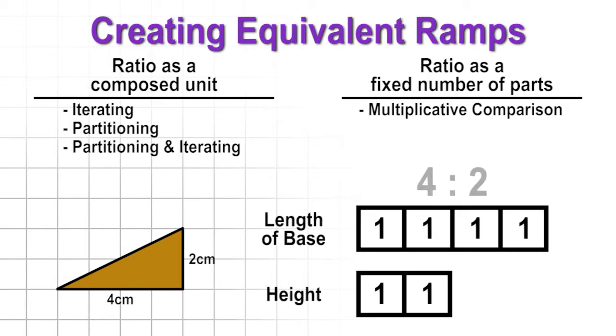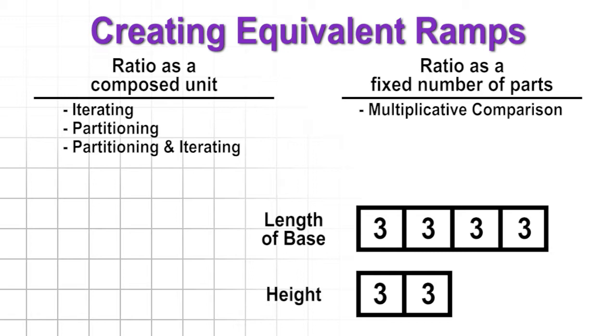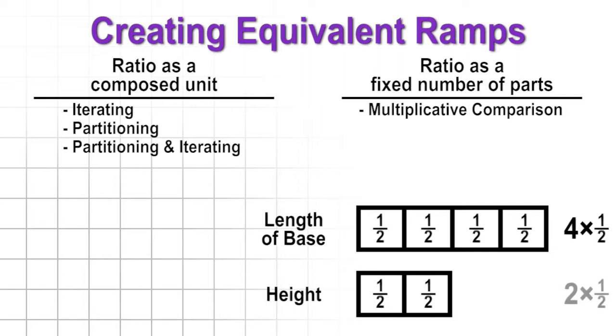Here, the ratio is 4 to 2. If each part is 3, then the equivalent ratio could be found by multiplying 4 times 3 for the length of the base and 2 times 3 for the height. The equivalent ramp would have a base length of 12 and a height of 6. If each part is 1/2, then the equivalent ratio could be found by multiplying 4 times 1/2 for the length of the base and 2 times 1/2 for the height. The equivalent ramp would have a base length of 2 and height of 1.